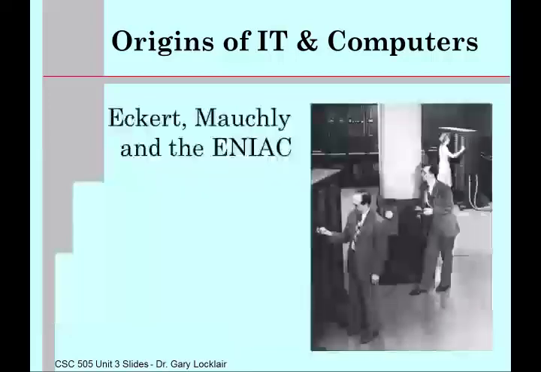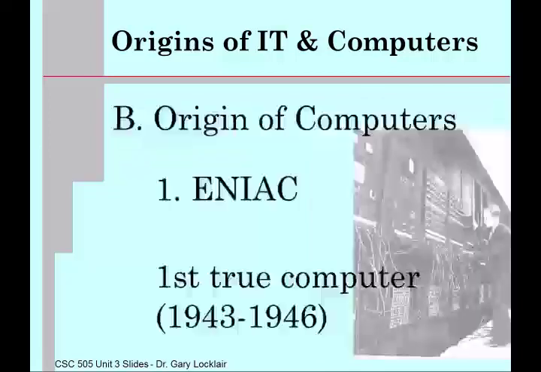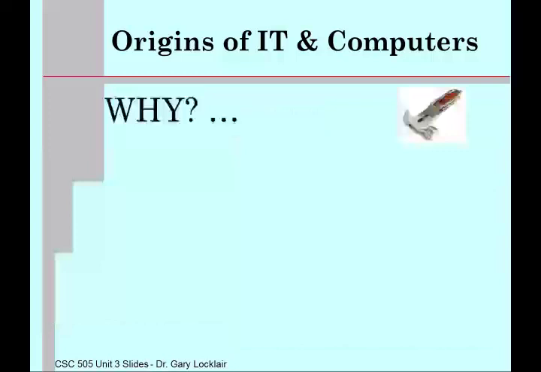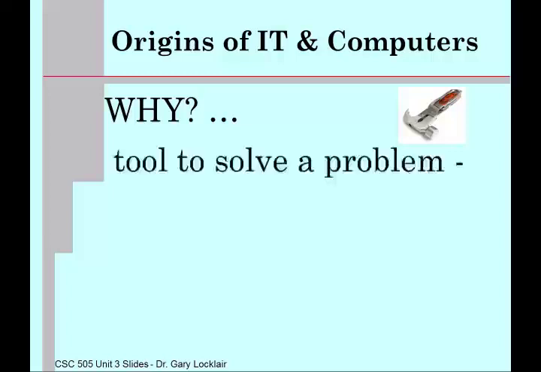So, let's go back. Who? Eckert and Mauchly. What? The ENIAC. When? Mid-1940s. Where? I didn't tell you. This is the University of Pennsylvania, USA, under contract for the United States Army. I know I'm repeating myself, but this is important to see. You won't understand the historic development unless you focus on the why questions. And yes, it's still the same answer. It's always the same answer in IT.